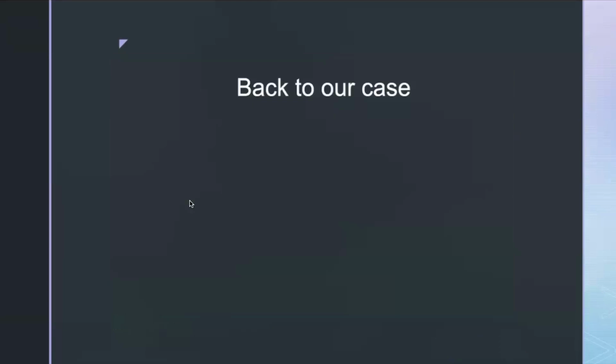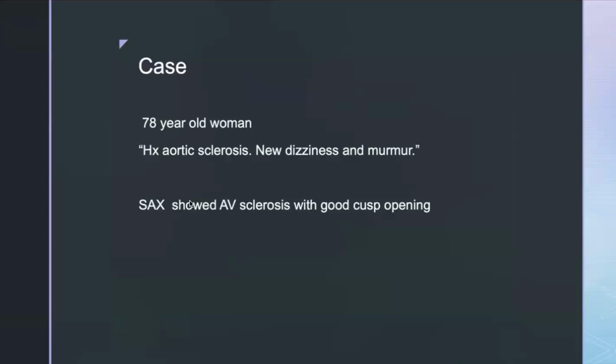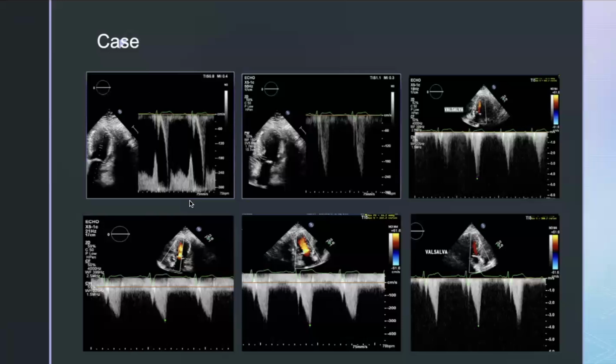So if we go back to our case, we have a little bit more to go. In this patient, I want to bring your attention to this. Looking back after what we've discussed, remember, just to review, she's a patient with aortic sclerosis. Then an echo showed this midventricular gradient. Would you guys be concerned about this, or what does it make you think of?